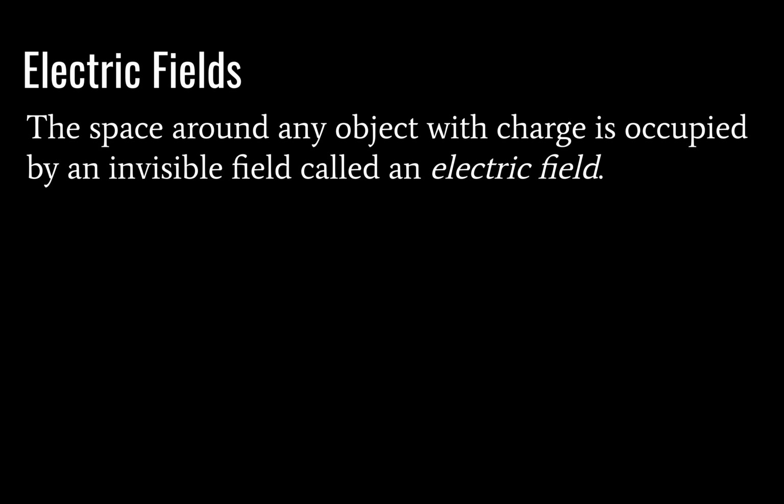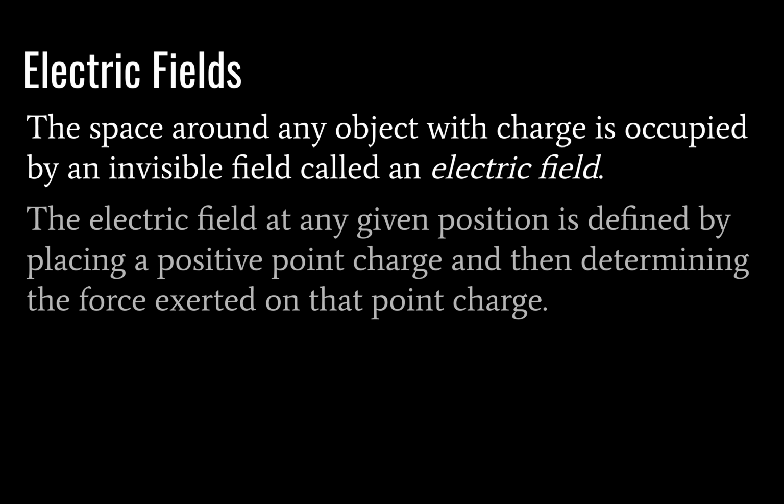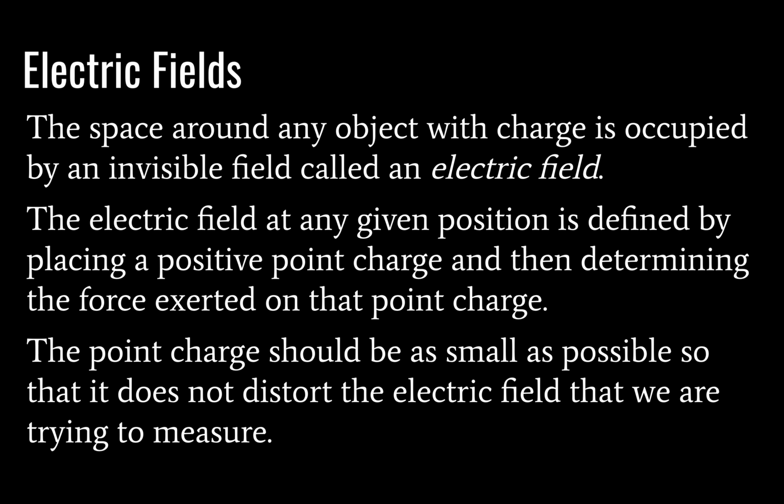All right, so let's talk about electric fields. The space around a charged object is occupied by an invisible field, which we call an electric field. So any charged object has one of these fields. We define the electric field by placing a positive point charge near the charged object, and then we determine the force exerted on that point charge. We want our charge to be as small as possible so that it does not distort the electric field.